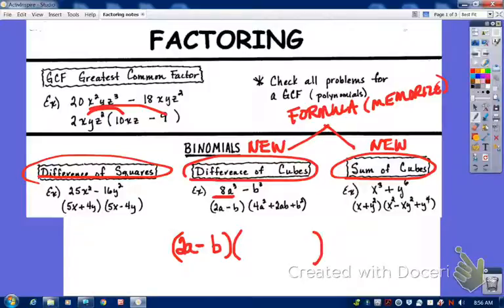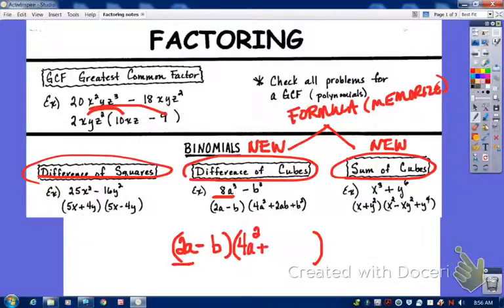Then the formula says you take the first term of your binomial and you square it. So 2a is the first term of my binomial. I square 2a and I get 4a squared. The formula says change the sign. So whatever sign you have in your binomial, you're going to change that sign. So minus turns into a plus.